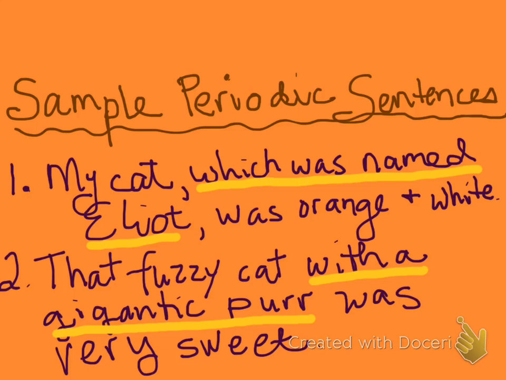Our second sentence, same thing, also periodic. That fuzzy cat with a gigantic purr was very sweet. Again, you can see that the part underlined in yellow can be left out, and that gives us a basic statement. That fuzzy cat was very sweet. And by putting these details into the middle of the sentence, we just interrupt that pattern a little bit. Not only is it longer, but it actually has a different pattern, and so our reader feels more entertained. It's just a more interesting way to write.